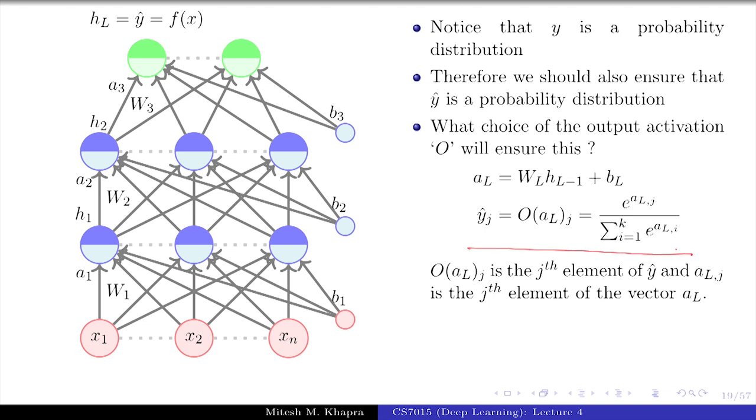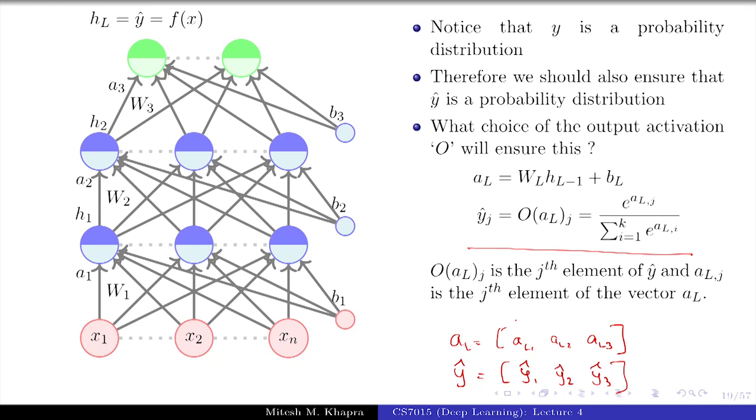So what does this function actually do? Let's look at this function, right? So here you had AL, which was say AL1, AL2, AL3, right? Suppose we had three classes, okay? So from here, I actually want to go to HL, or rather, I want to go to y hat, right? Which is going to consider y hat 1, y hat 2, y hat 3, right? It's going to give me the probability of each of the three classes. Let's assume there are only three classes, right?